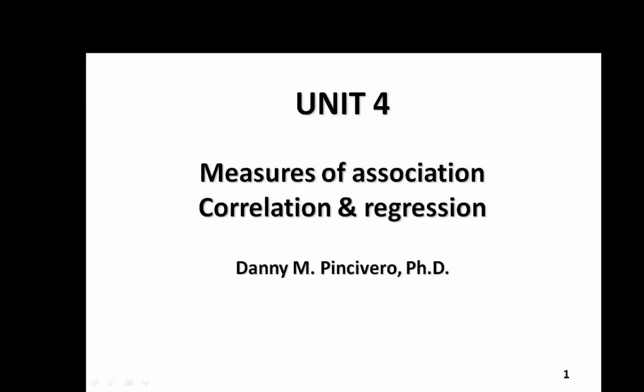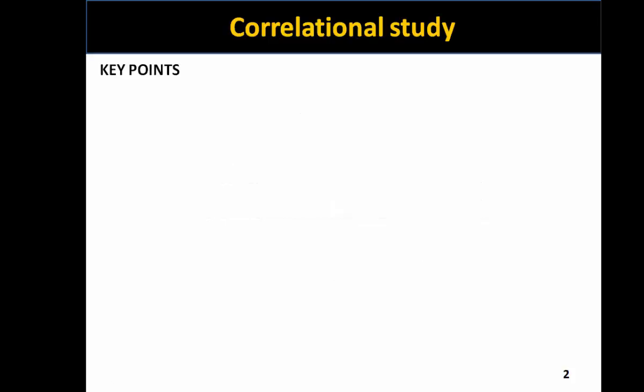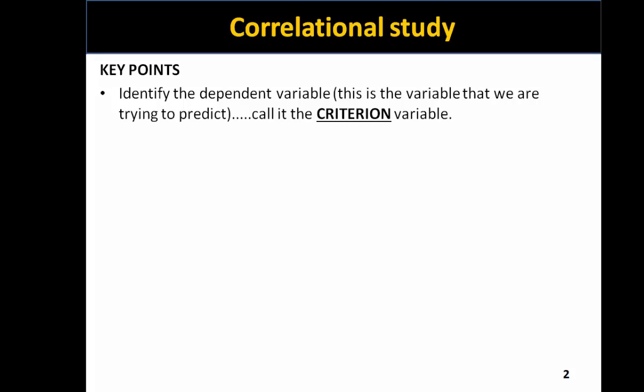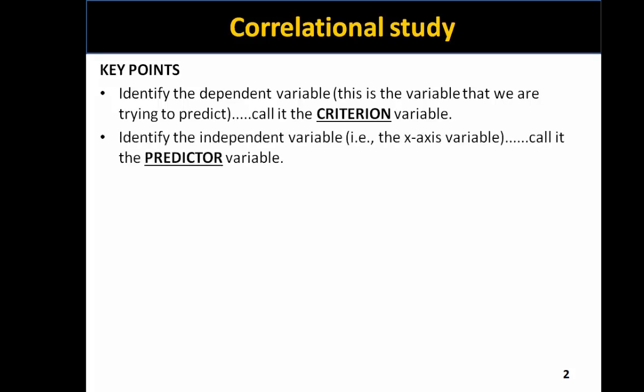In this lecture, we're going to provide an overview of correlational and regression analysis. So some of the key points when we talk about a correlational study: the first step is to identify what's called the criterion variable. Previously, we referred to the variable on the y-axis as the dependent variable, but when we conduct a correlational or regression type of study, the y-axis is typically referred to as the criterion variable.